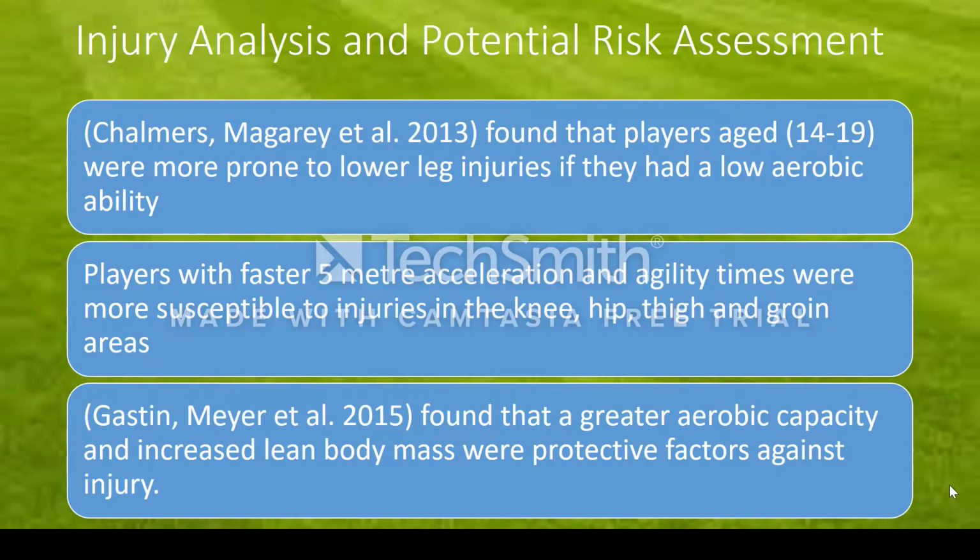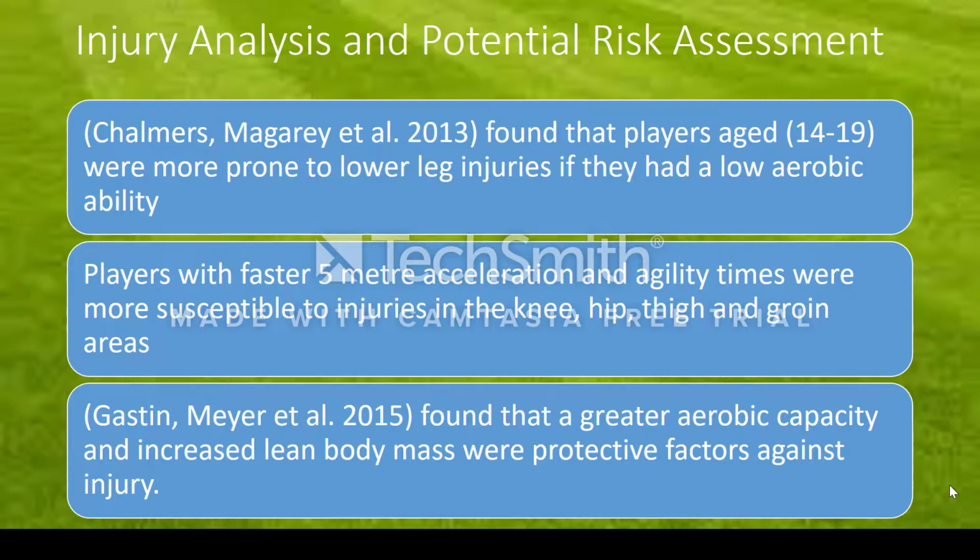Some other interesting literature associated with injuries in AFL football included a study by Chalmers and Marjorie, who looked at the relationship between pre-season fitness testing and injury in elite junior Australian footballers. They found an association between poor aerobic ability and lower leg injuries. This finding would certainly support the inclusion of a max aerobic ability test.